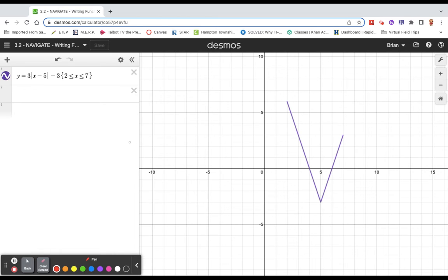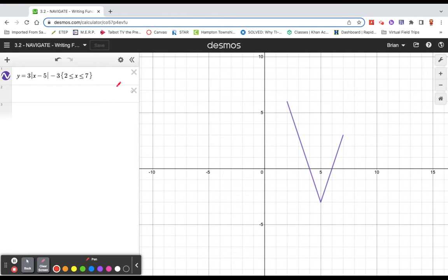Here we have an absolute value function that follows all of the rules that we discussed in our earlier lesson on absolute value functions. You'll see the minus 5 on the inside of the absolute value. That shifts the vertex 5 units to the right. You'll notice the minus 3, which shifts the vertex down 3 units. And you'll notice the 3 on the outside, which serves the purpose of making the two sides of the absolute value function steeper.